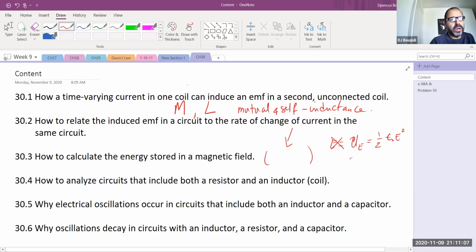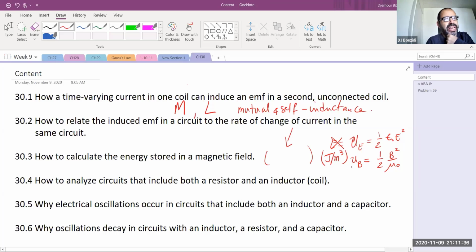Today, we're going to show that the energy density stored in a magnetic field is 1/2 of B squared over mu naught. So there is a correspondence between the two energies. This energy density is not the energy itself, it's an energy per volume, joules per cubic meter. If you have an electric field, you have energy. If you have a magnetic field, you have energy. So that is what we're going to show.